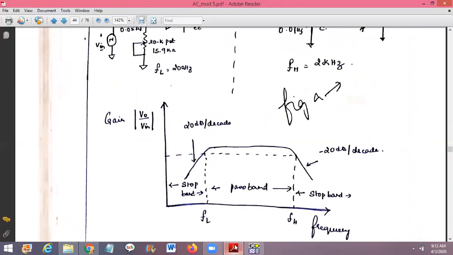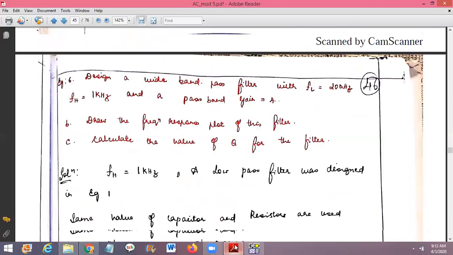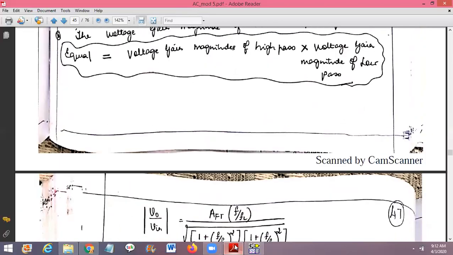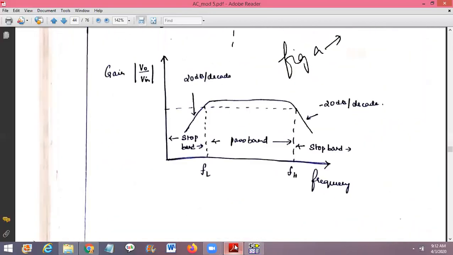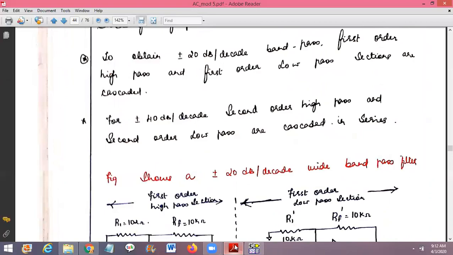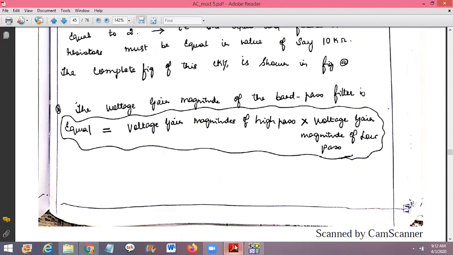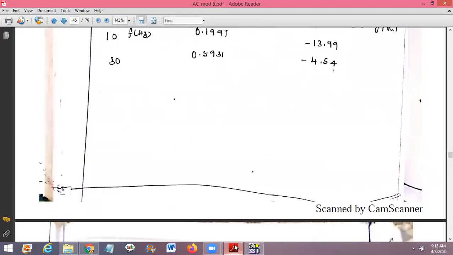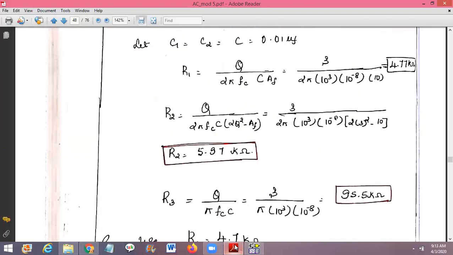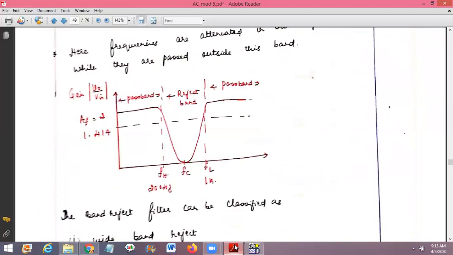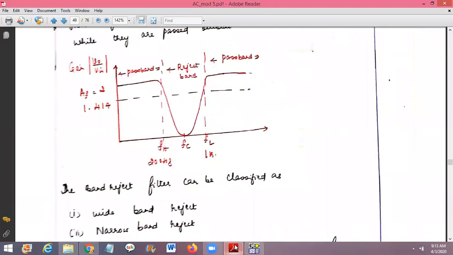See here, this is the frequency response. Okay. So how does the frequency response look like? First remember and draw the frequency response of the high pass filter, then draw the frequency response of the low pass filter, and then you can combine them together. So here you can look at the frequency response.